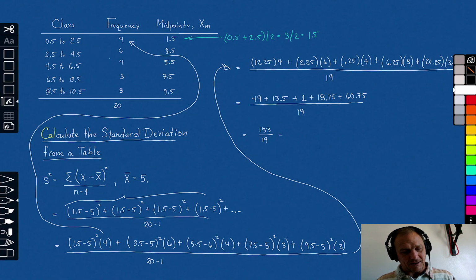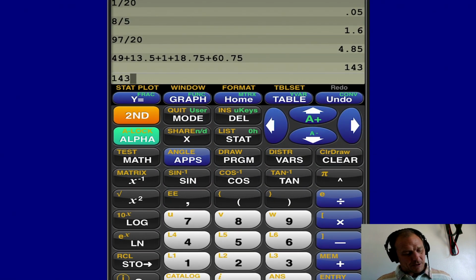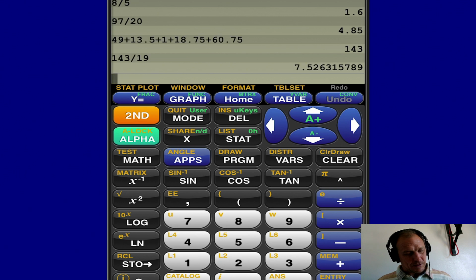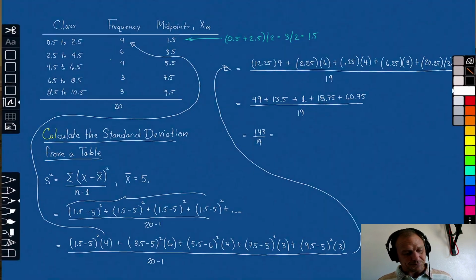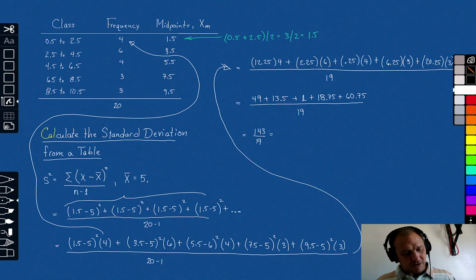Okay, let's fix that problem. 143 divided by 19. Let's check that on our calculators as well. 143 divided by 19, I come up with 7.5263. So there we go. It's approximately 7.5. Now, at this point, if you wanted the variance, then we would stop at 7.5.